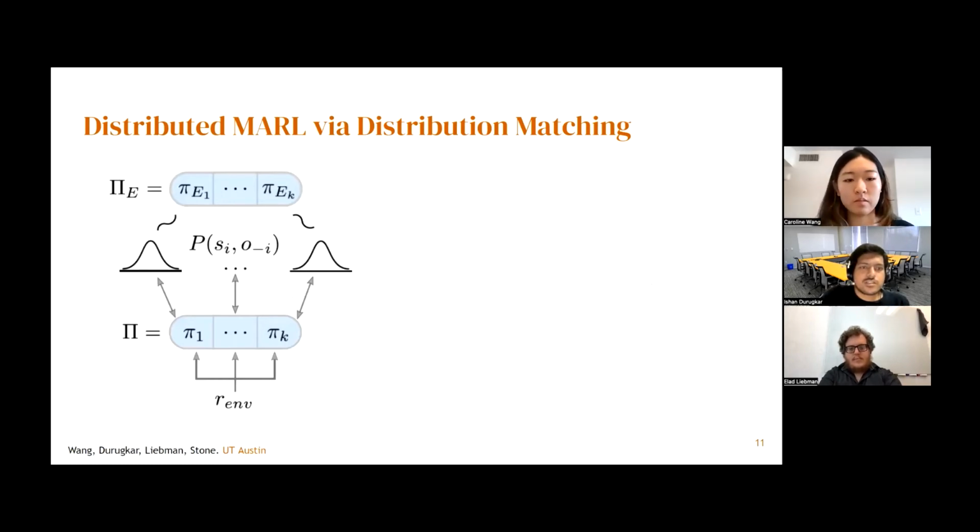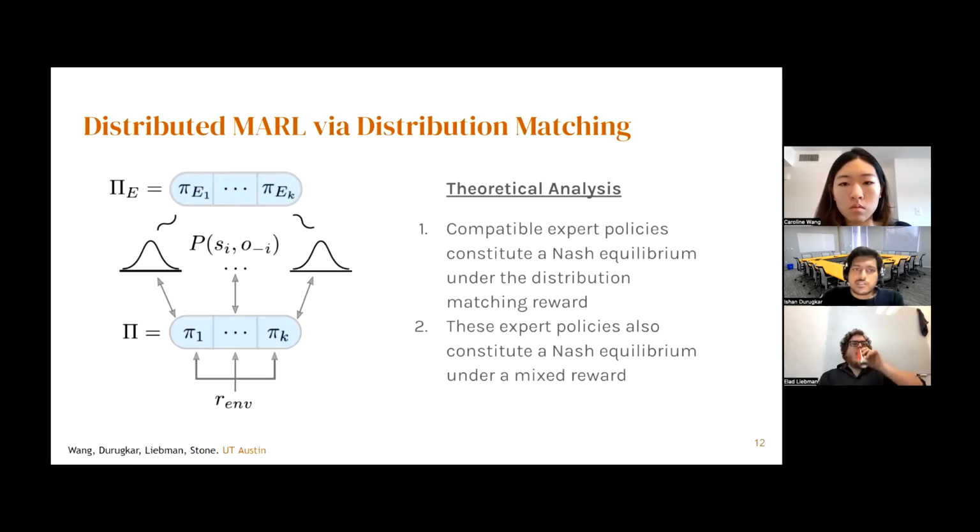So on the left is an illustration of our approach. At the bottom, we have our K agents, each having their own policy, pi sub 1 to pi sub K. They're presented with the environment reward, which we consider a single cooperative reward where each agent is trying to accomplish the same task. And on top, we have the expert policies, pi sub E1 to pi sub E sub K. And we use these expert policies to generate demonstration distributions. And then the agent also simultaneously tries to match these demonstration distributions using distribution matching techniques, such as GAIL.